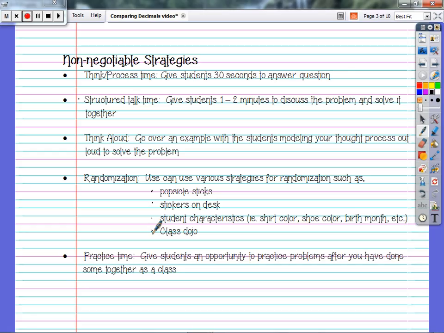And then also practice time is very important. During this time, you're giving students an opportunity to practice problems after you have done some together as a class. Of course, you're not going to be required to use all of these during one class time, but you are required to use some of these during your lessons.